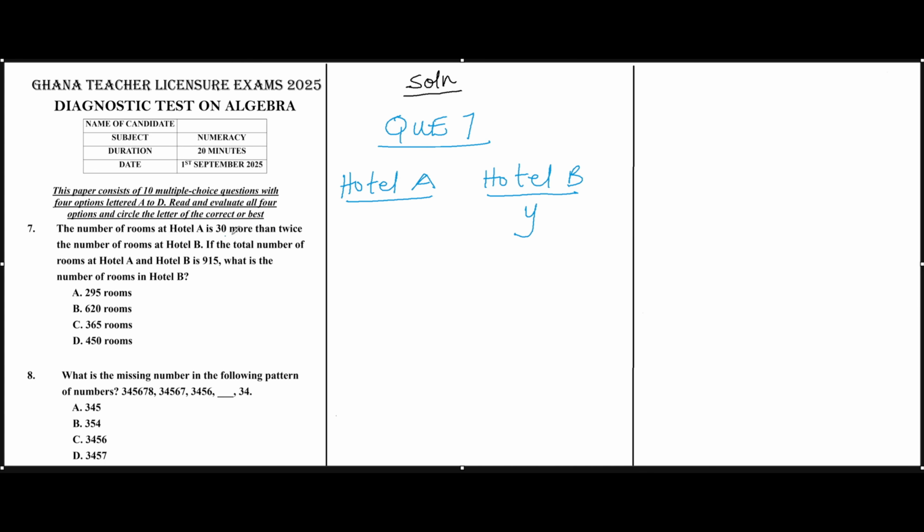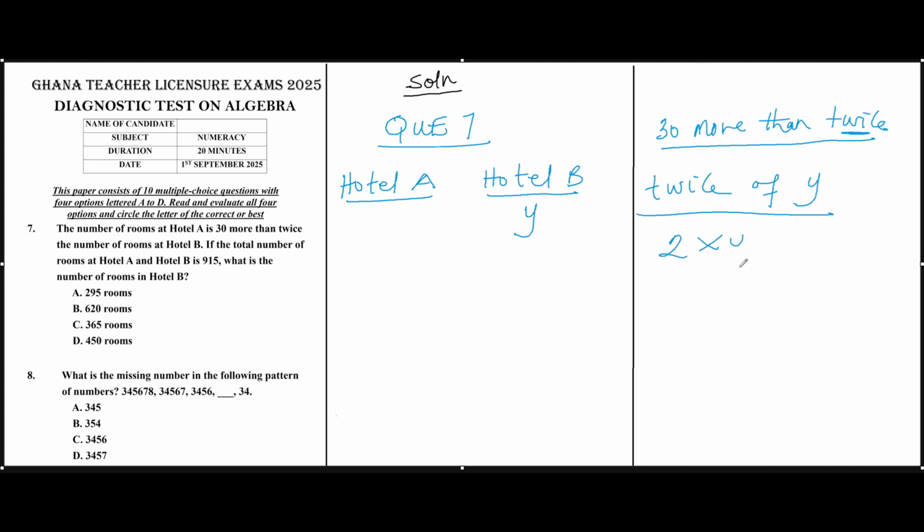Let's focus our attention on this expression: 30 more than twice. What do you mean by 30 more than twice? First of all, how do you write twice the number of rooms in Hotel B? Twice of Y. In algebra, twice means 2 times. So 2 times Y is 2Y.